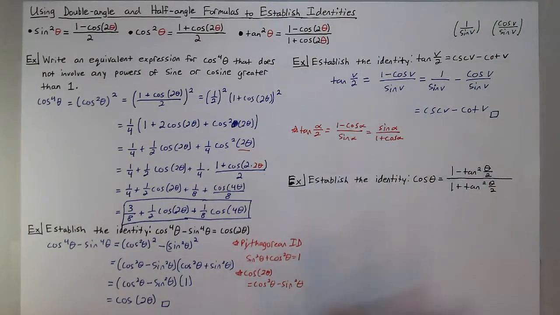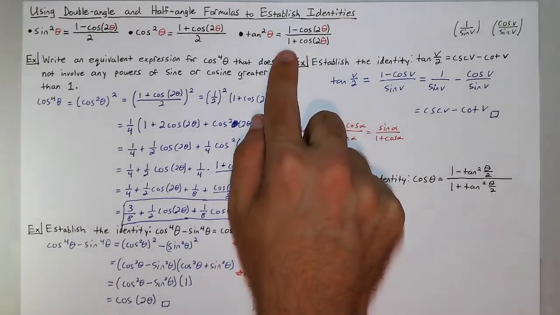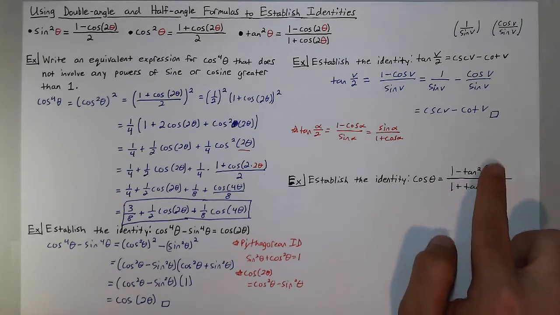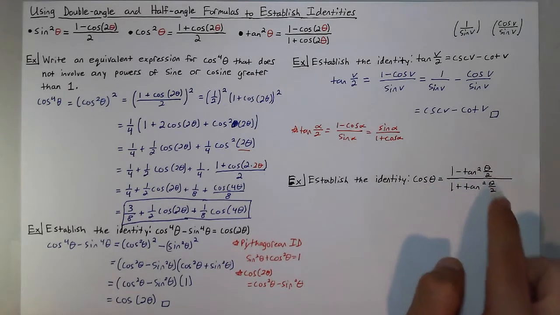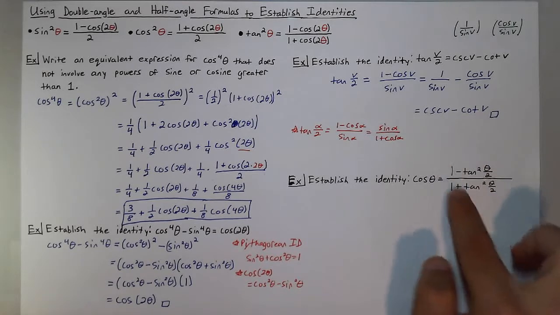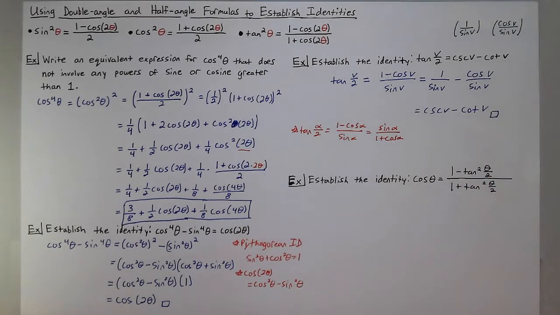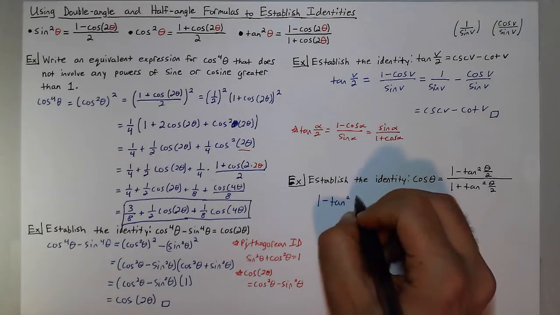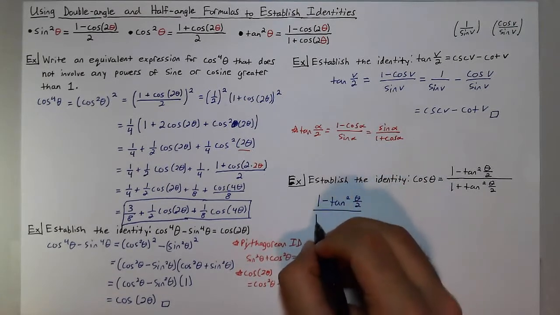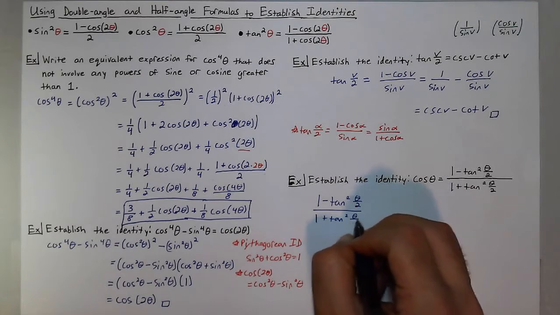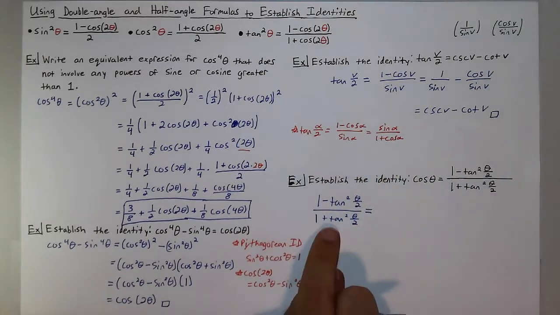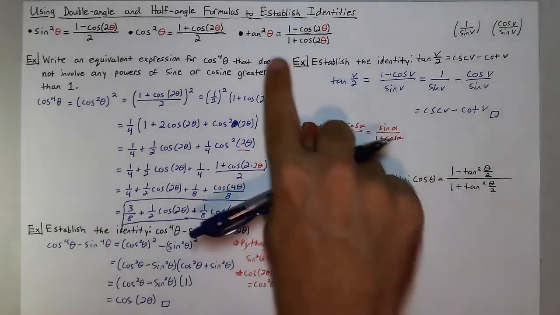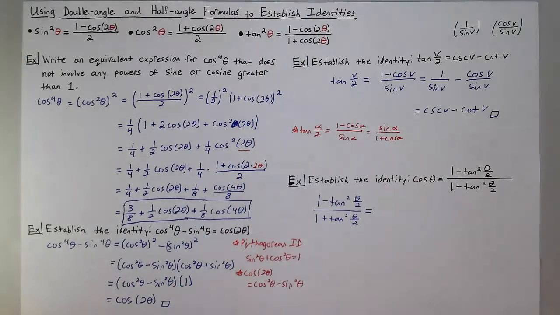Now lastly, I'm going to show you another way you can use the power reducing formulas. So here I have cosine theta is equal to 1 minus tangent squared of theta over 2 over 1 plus tangent squared of theta over 2. So this is the more complicated side, so I'm going to start with that one. So 1 minus tangent squared of theta over 2 over 1 plus tangent squared of theta over 2. Now there is no power in my final answer here, so I need to reduce these powers, which I'm going to use the tangent squared power reducing formula for.